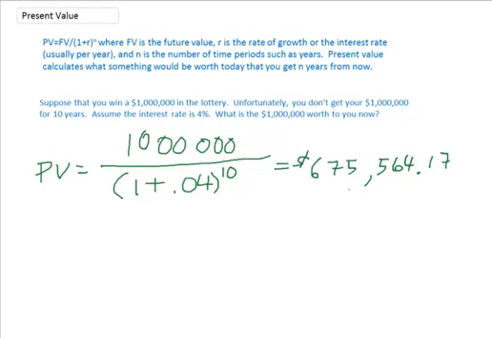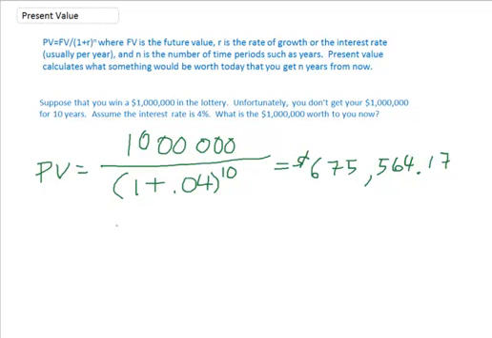$675,564.17. So in other words, if you put $675,564.17 in the bank today at 4% interest, at least assuming they would give you 4% interest, in 10 years you will have $1 million. Now notice the relationship between present values and future values.